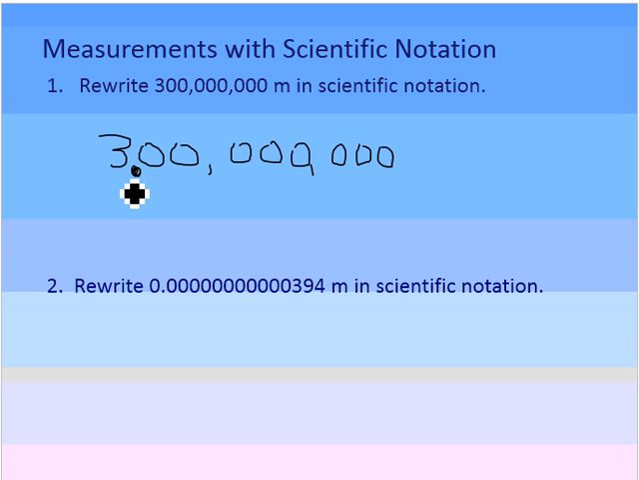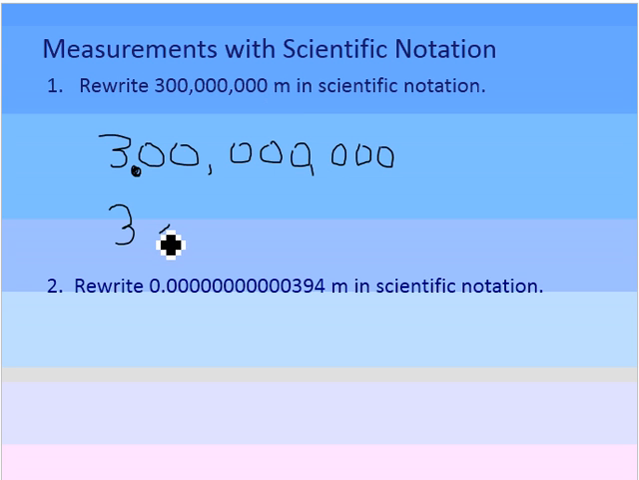So this number is now going to become my coefficient for my scientific notation. It's going to become 3. All right, and why is it going to become 3 and not 3.0000000? It's because if I look at this original measurement, none of these zeros were significant. So I don't put them in my scientific notation.